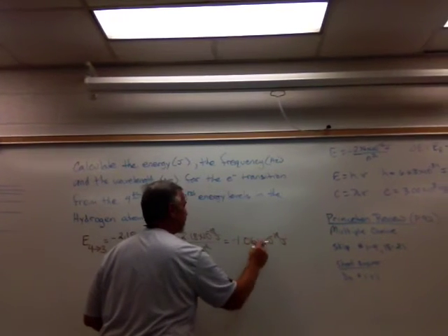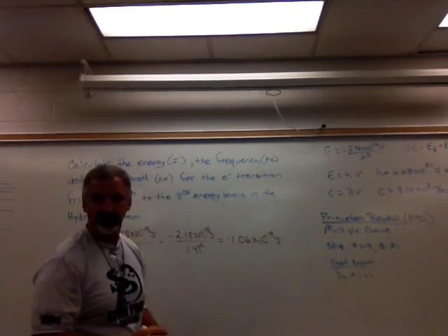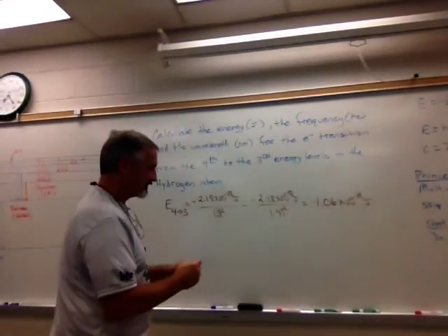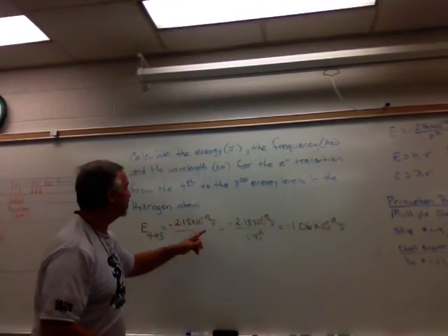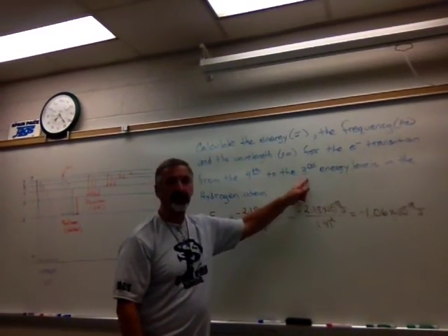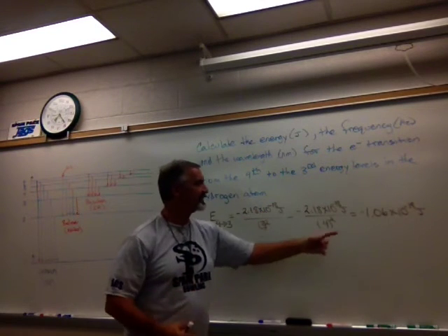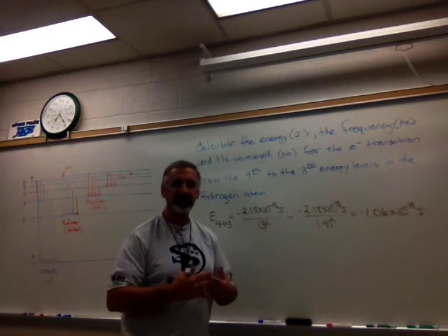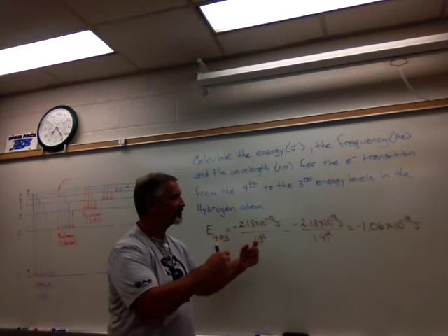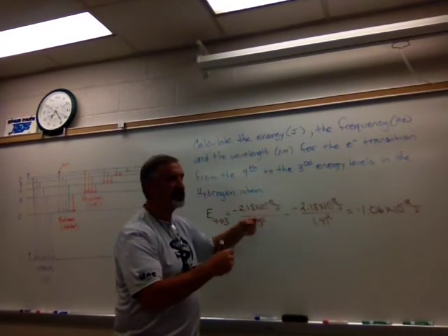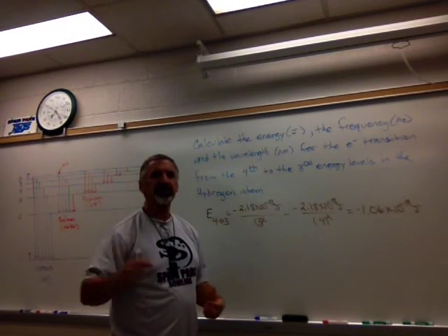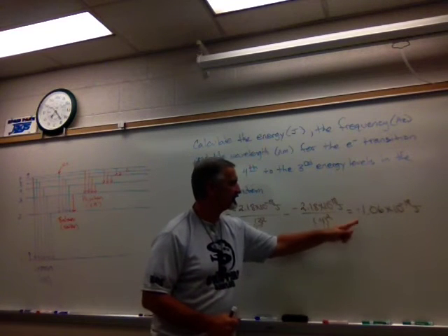And that actually turns out to be a negative number. That negative simply means that we're transitioning from the fourth down to the third, which means energy is released. Negative always means exothermic, energy is released. The potential energy of the electron is changed. It's going to a lower energy state, so the energy is released to the surroundings. That's what the negative means.